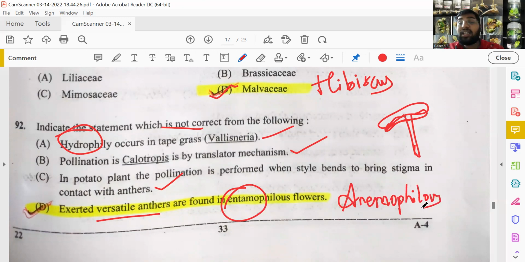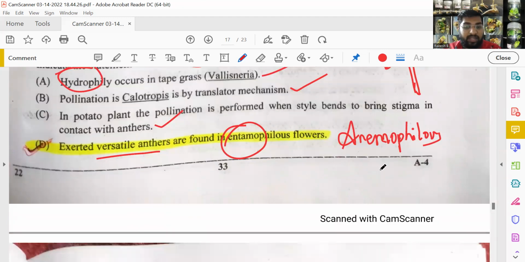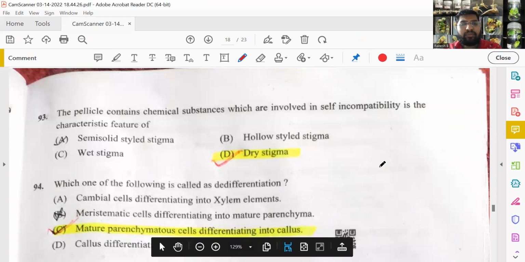Why is that? Because with versatile anthers, when the wind flows, the anthers will move up and down, and the pollen grains can be liberated with the help of wind. Anemophilous means pollination with the help of wind. So they are present in anemophilous flowers. They have asked which is not correct, so that is the right option, because it is found in anemophilous flowers. Very simple, this one also.